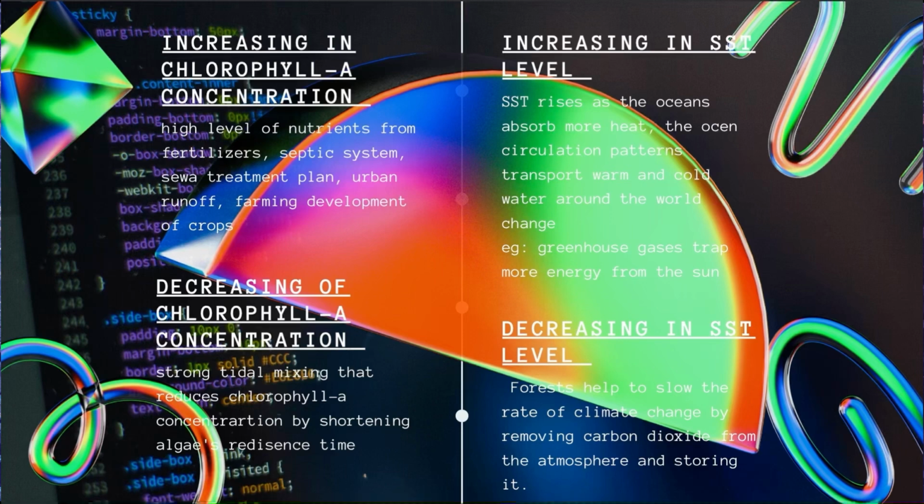So for the conclusion for my lab report result, the different geographical coordinates of a station influence the weather and lead to change in sea surface temperature. Basically, the sea surface temperature is related to chlorophyll A concentration because temperature can moderate the algae formation by controlling the level of chlorophyll A. The increase in SST can also be because SST rises as the ocean absorbs more heat and the ocean circulation patterns that transport warm and cold water around the world change.